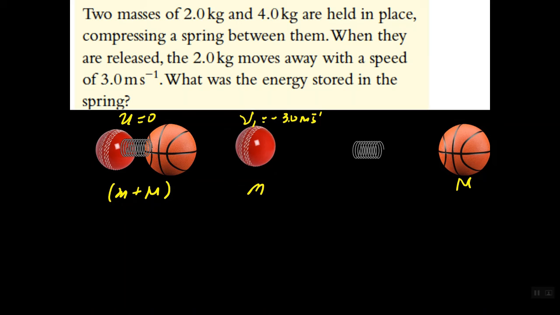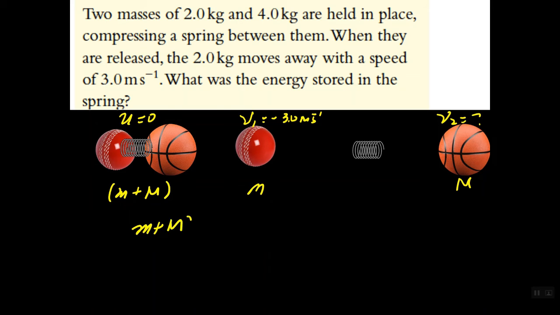So to the right is the positive reference, then to the left is negative. So the small mass is moving to the left. So v1 equals minus 3 meters per second. And we would like to find the velocity of the larger mass. The initial momentum is 0 and will remain 0. Therefore, the speed with which the 4 kg moves off can be found from conservation of momentum.